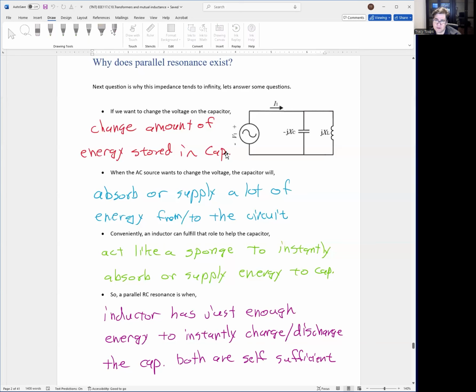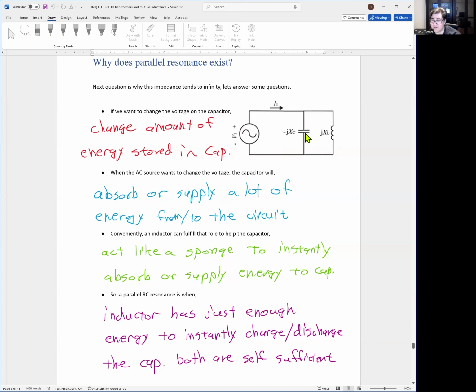Okay, so the AC source has a positive cycle and a negative cycle. Both the capacitor and inductor will have the same voltage. So if we ever try to change the voltage, the capacitor is going to be the one fighting it this time. If we want to change the voltage on the capacitor, we must change the amount of energy stored in the capacitor. So every time I change the voltage, I either need to take energy out of the electric field or add more energy into the electric field.